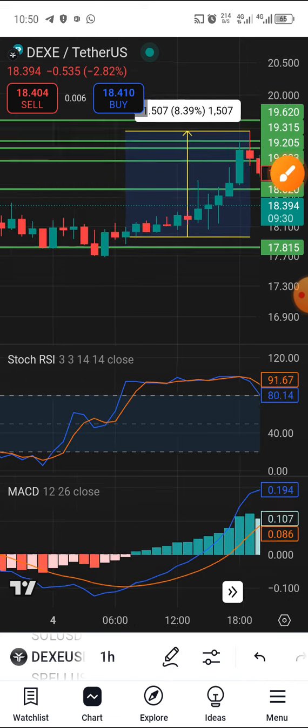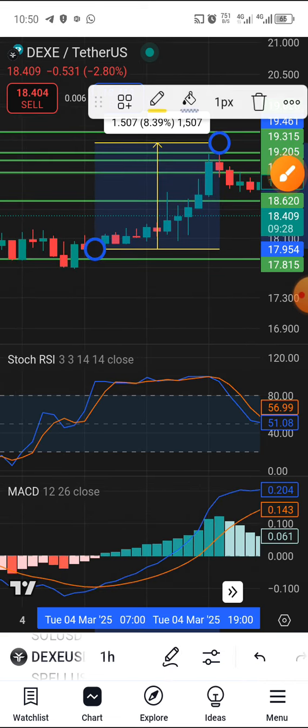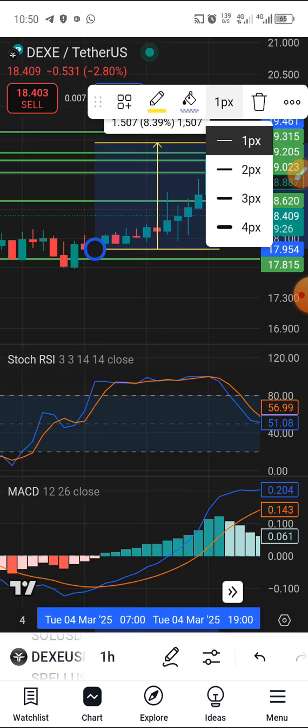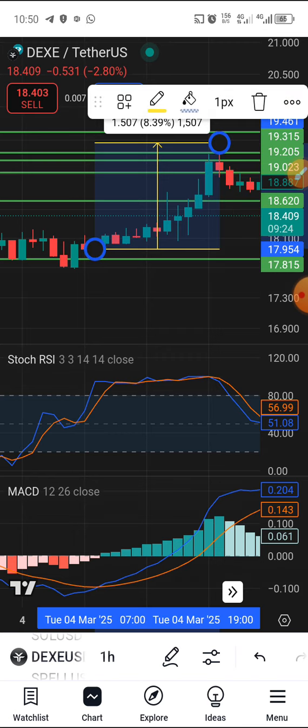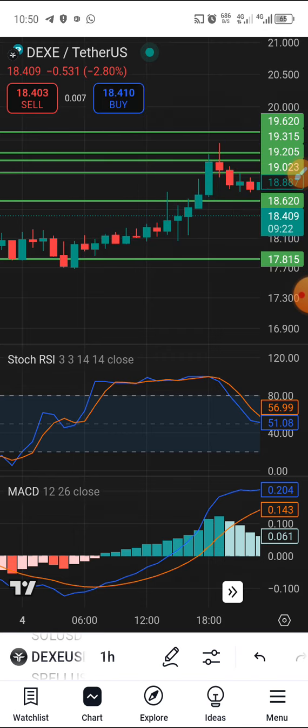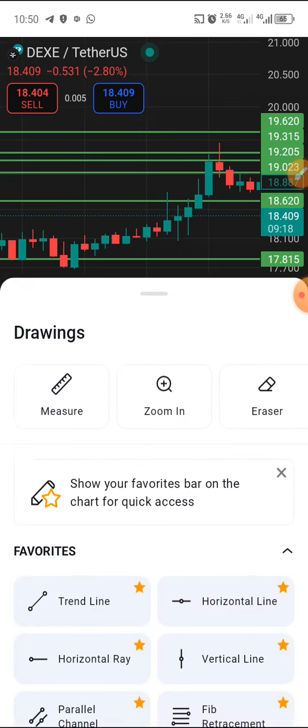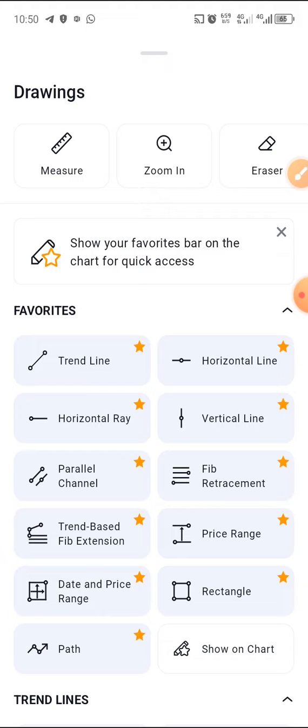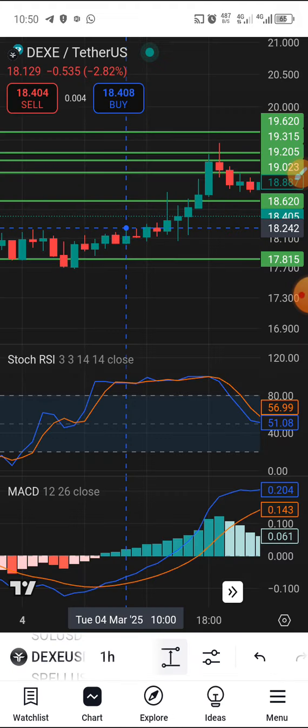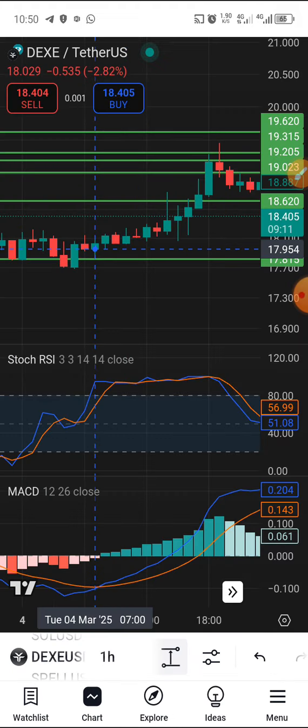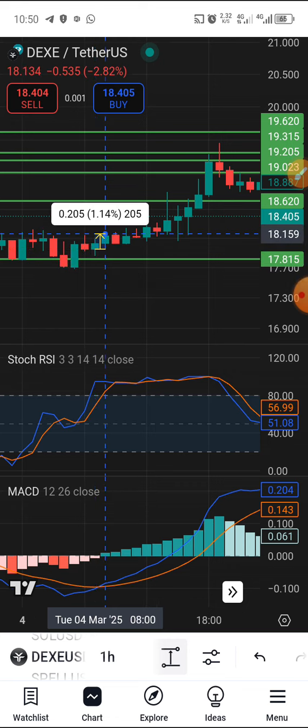Now, I talked about taking small profits repeatedly. Let's say one decided to take 2%. How many trades would he have won on this trend here? So from here, we measure the 2%.